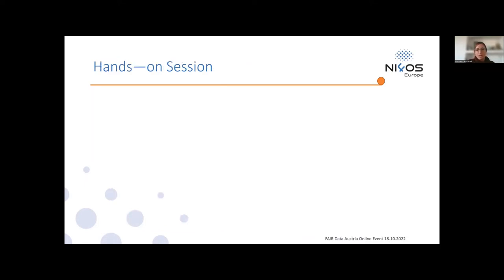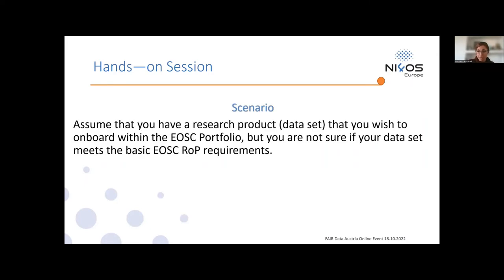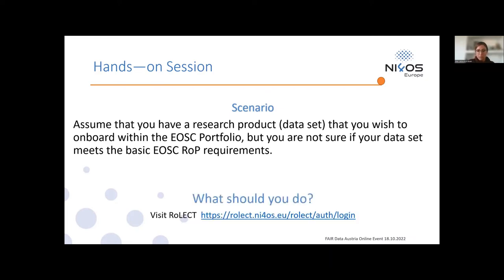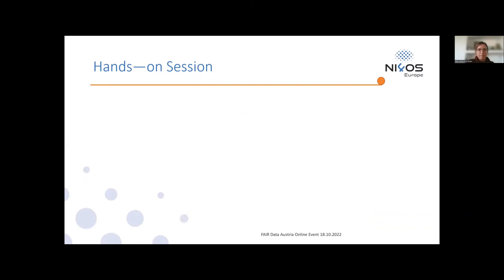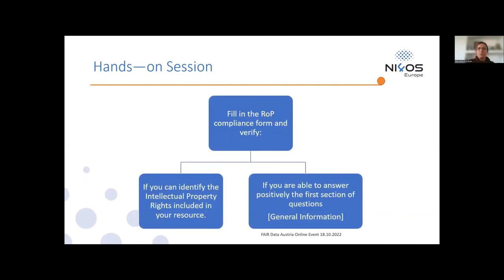So, a very quick hands-on session. Assume you have a data set and you wish to onboard it within the EOSC portfolio, but you're not sure if you meet the basic EOSC rules of participation requirements. What do you do? You visit our tool, you visit it through this link, and then you fill in the compliance form and you verify if you can identify what are the intellectual property rights included in the resource, and if you are able to answer positively the first section of questions, at least the one that I showed you previously in the print screen, which is called general information, where all questions were marked with red color.